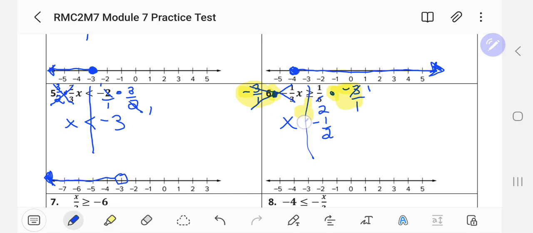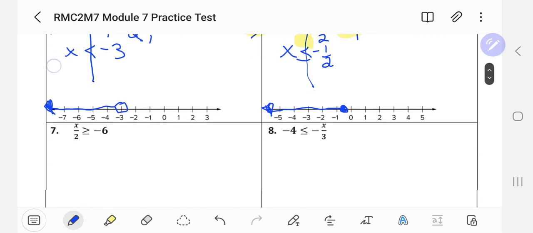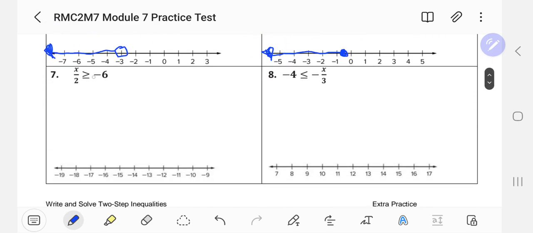Face it the other way. There we go. And now we have to estimate where our endpoint is because it's negative 1/2. That's going to be right in between 0 and negative 1, and that's going to be a closed circle in there. And then I read it from my variable: x is less than or equal to. So less than is this way. And we are cruising.